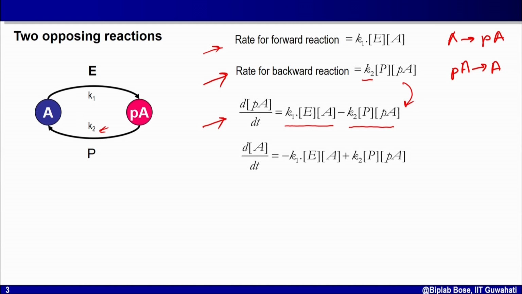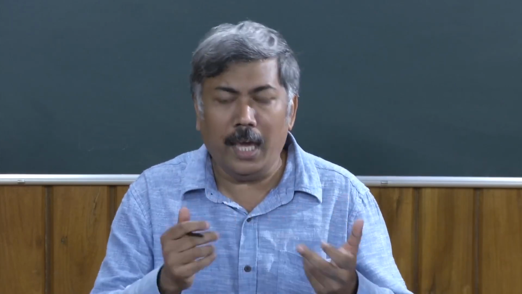For A, the equations will be just the same with a minus sign, because from A, PA is formed. So dA/dt is equal to minus K1 EA. I have a minus sign here, and plus, because the reverse reaction is forming A, so plus K2 into PA. So I have a reversible reaction where A is getting phosphorylated to PA by an enzyme or a kinase called E, and the PA is dephosphorylated by a phosphatase P, and I have two ODEs, one for PA, the other one for A.